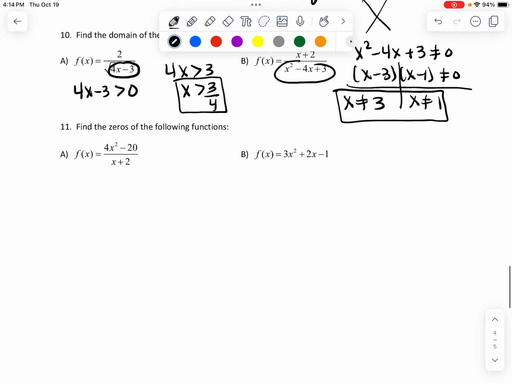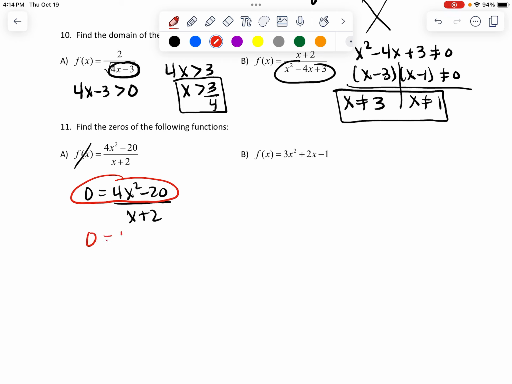All right. And then number 11, oh, that's it. Woohoo. Okay, find the zeros. Zeros means replace this with a 0. So I have 0 equals 4x squared minus 20 all over x plus 2. Okay, now look, if I want a fraction to equal 0, remember we talked about this, only the top part has to equal 0. No matter what the bottom part is, doesn't matter. If the top is 0, 0 over anything is 0. So let's go ahead and do this.